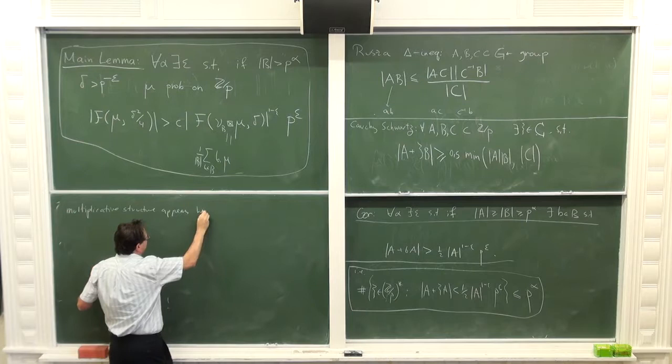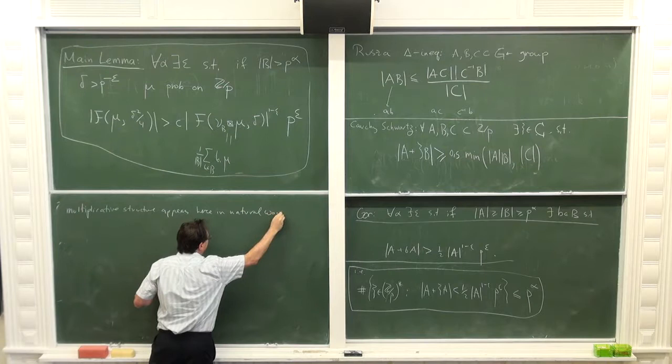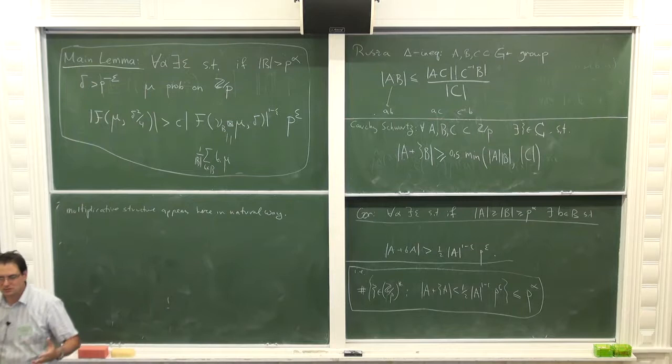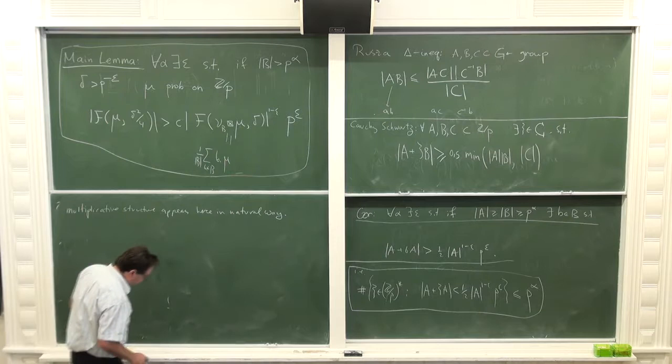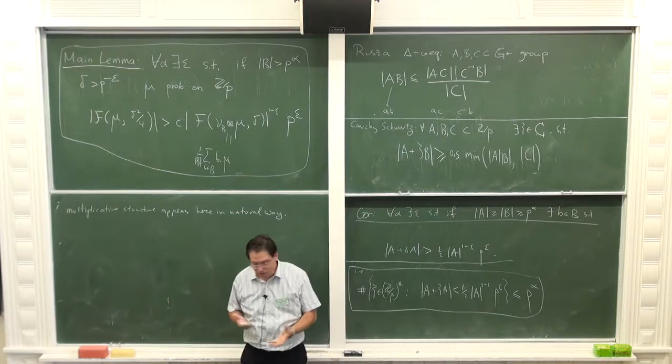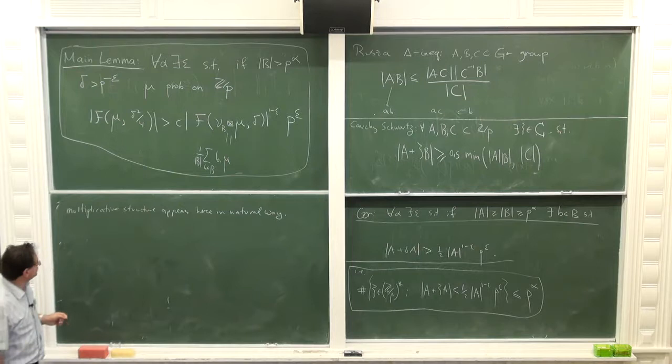Appears here in a natural way. But where does the additive structure come from? I mean, somehow, at least in the title, it had some product. In this type of expression, I have also a sum. Somehow there should be some additive structure, which is not evident where it comes from. So the additive structure is related to the question Gil asked me earlier.